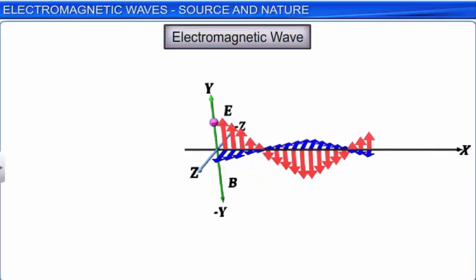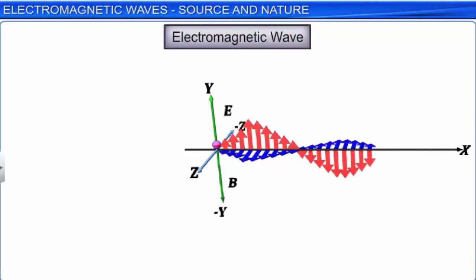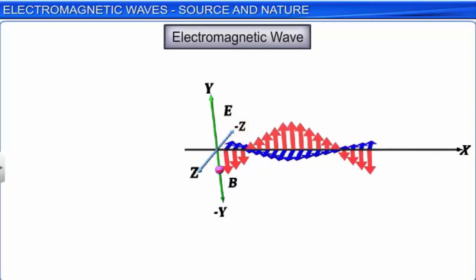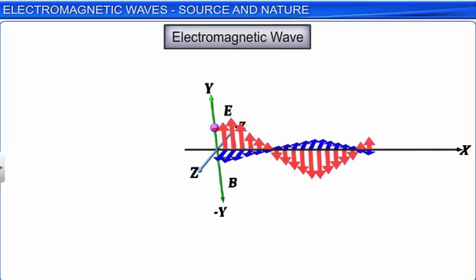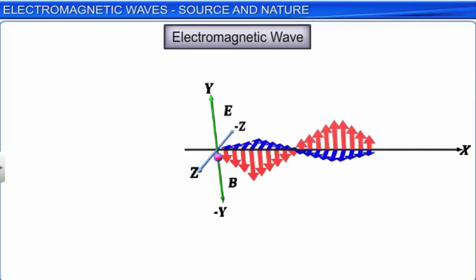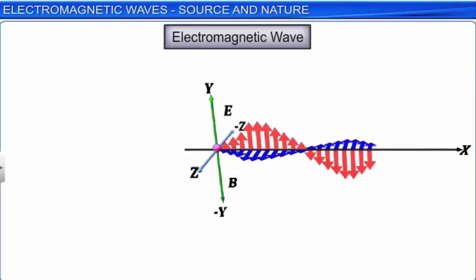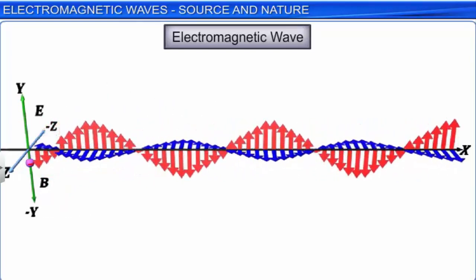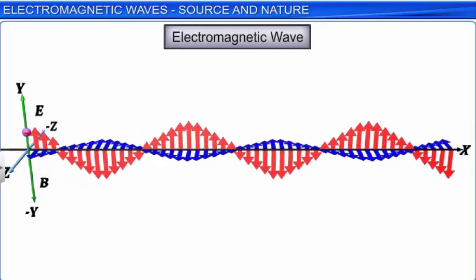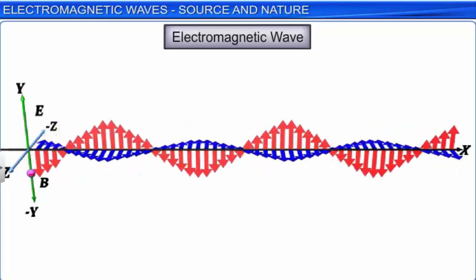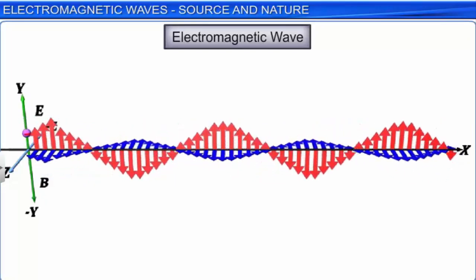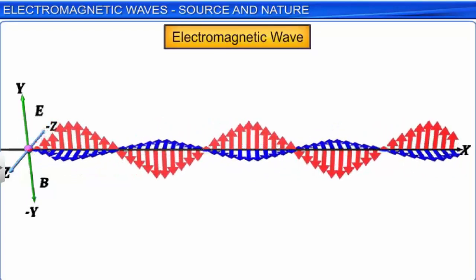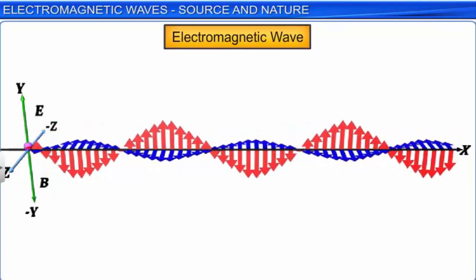Now, the oscillating magnetic field produces an electric field which is oscillating perpendicular to the direction of the oscillations of the magnetic field and propagates along the x-axis. Thus, the oscillating electric field and the oscillating magnetic field regenerate each other and propagate along the x-axis. This wave is called an electromagnetic wave. Its frequency is equal to the frequency of the oscillating charge.